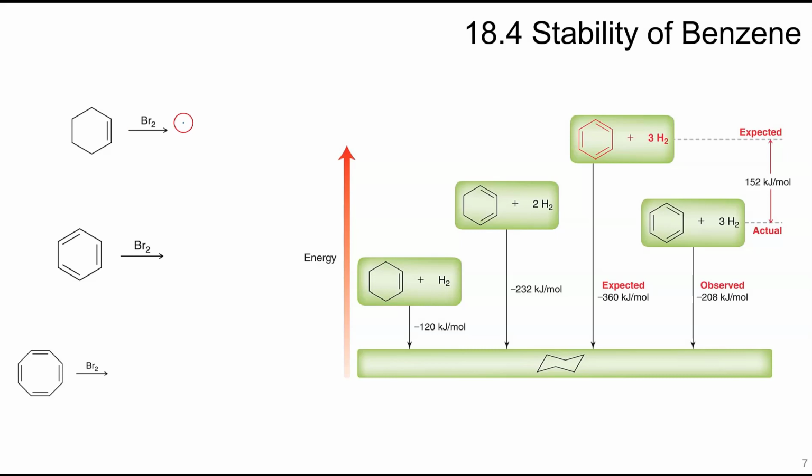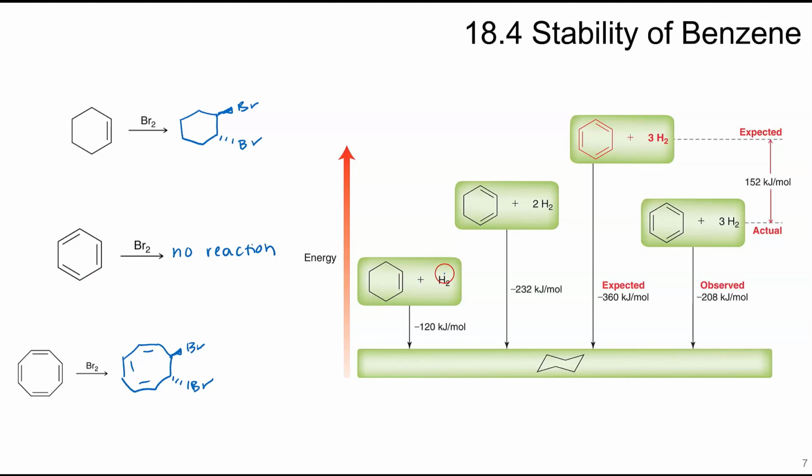If we look at Br2 reacting with an alkene, which we saw in chapter 9, you get the trans addition of bromine relatively easily. But if you do Br2 with benzene, that same reaction, there's no reaction. However, if you do this reaction with this 8-membered ring with alternating double bonds, we get a reaction here. So this benzene is very stable and doesn't undergo the same reaction.